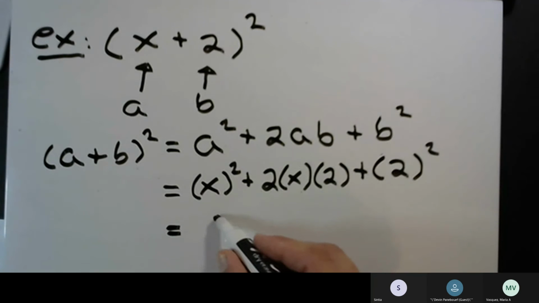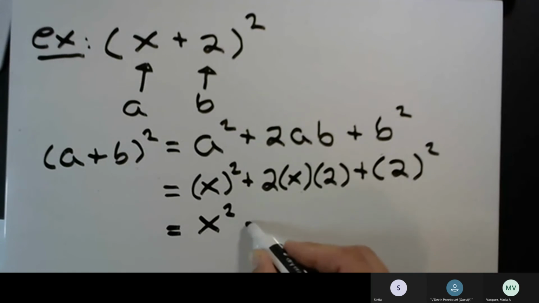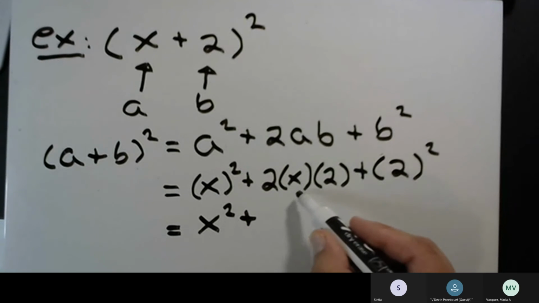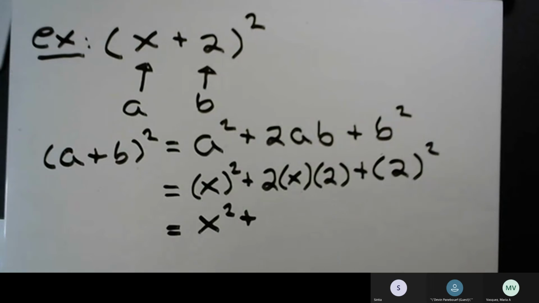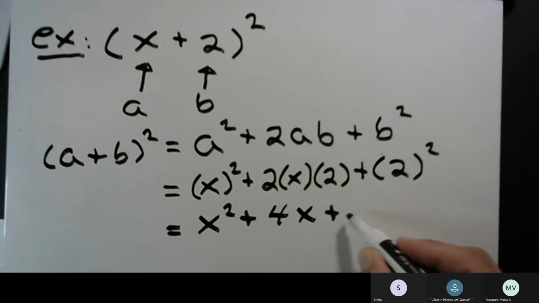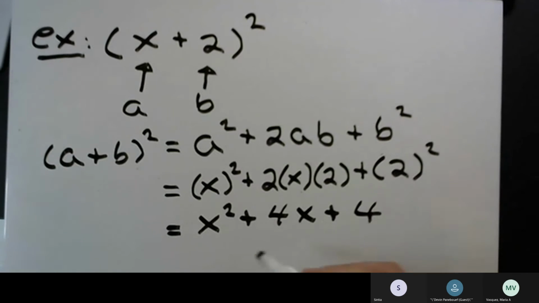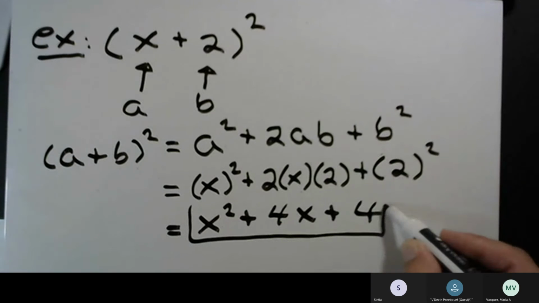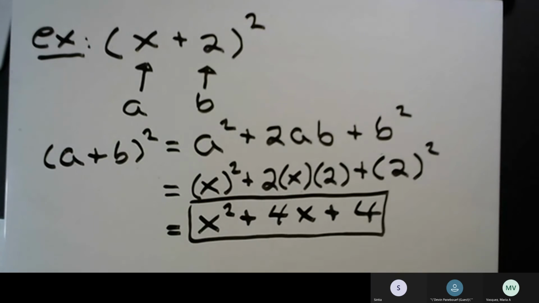And so this will become x squared. 2 times x times 2, well, the 2 times 2 is going to become 4, so that's 4x, plus 2 squared, which is 4. And that's going to be our answer. So again, the idea is that this is faster. With these special forms, we can compute them faster than with FOIL. Questions about that?